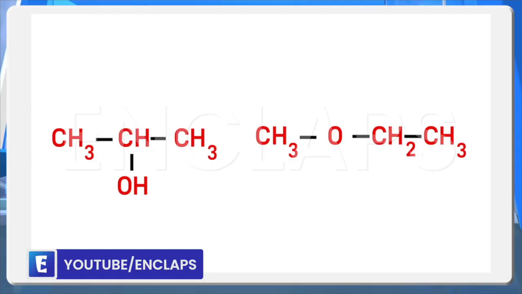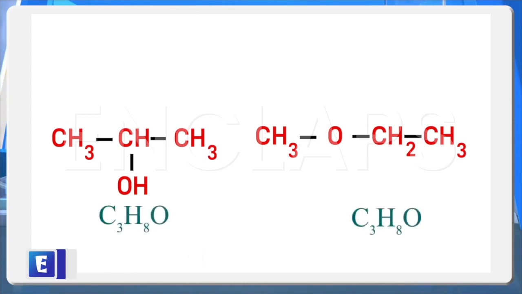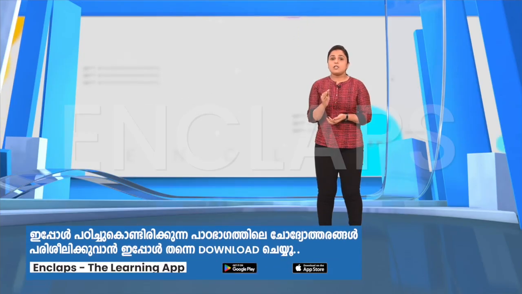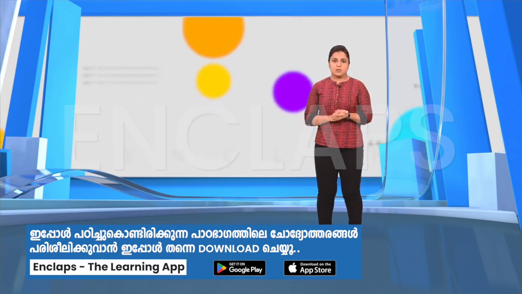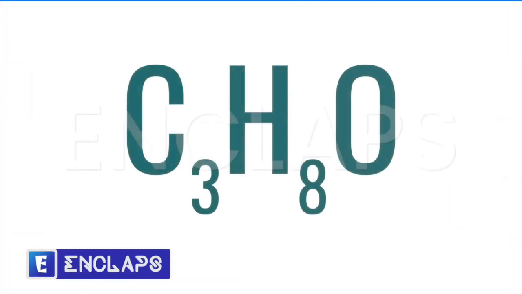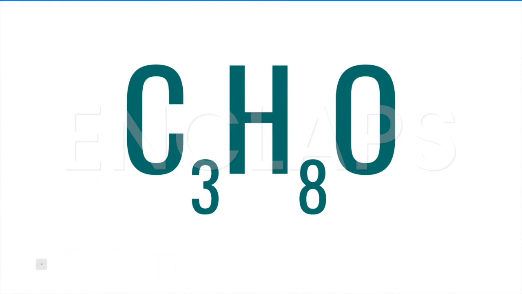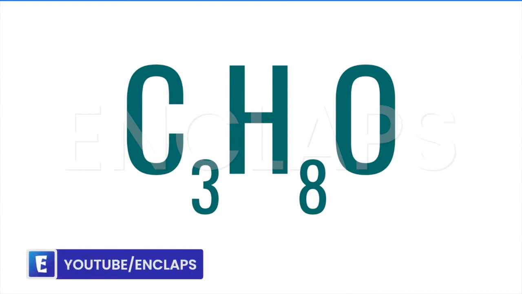Then here are two organic compounds. One is an alcohol and the other is an ether, right? What about the molecular formula of these compounds? The molecular formula of the first compound, that means that of the alcohol, is C3H8O, and the molecular formula of the ether is C3H8O.